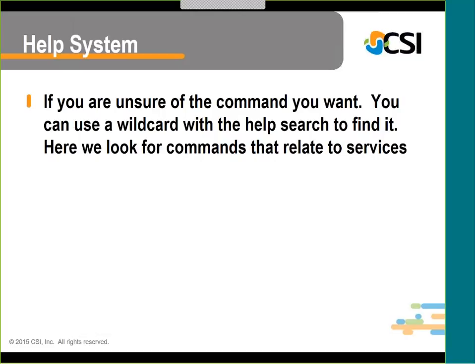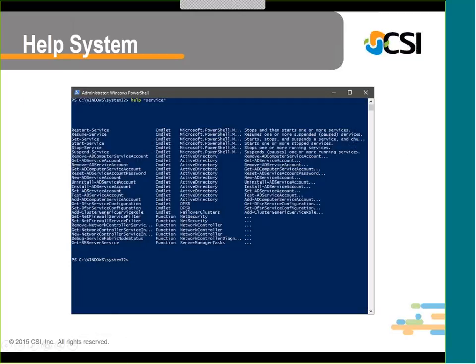What's nice about PowerShell is that you can use wildcards to figure out what you want. For example, if you're trying to get something about the services running on the machine, you can do help star service star, and that will find every command that has service referenced in it. The one that I was interested in is Get-Service, which is in here somewhere.